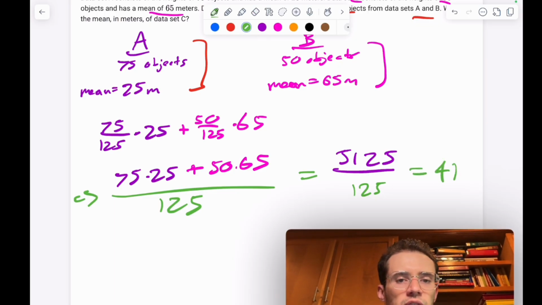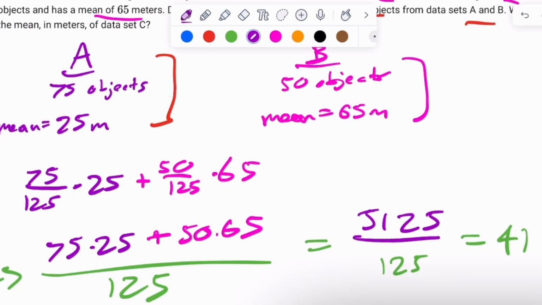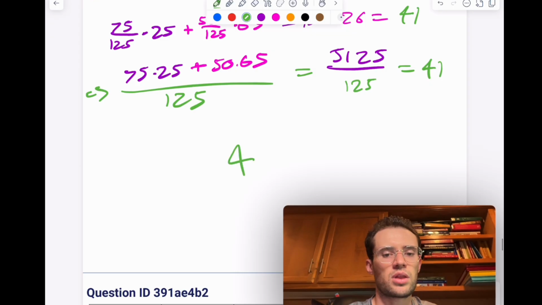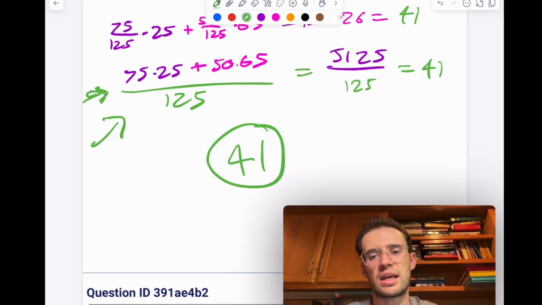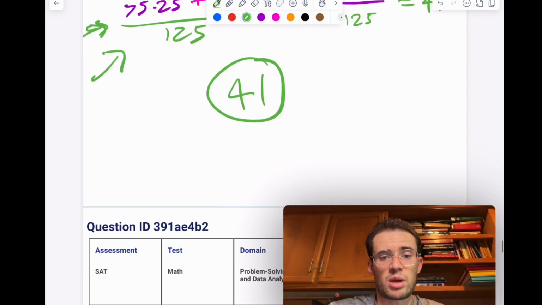And now just to verify it with this other method, you do, okay, 75 over 125 times 25 gives us 15. So it's 15 plus 50 over 125 times 65 equals 26. And 15 plus 26 is 41. So you get the same answer both ways. You really only have to do one of those ways. I would do this one that I wrote first, but either way will get you the same answer, 41.